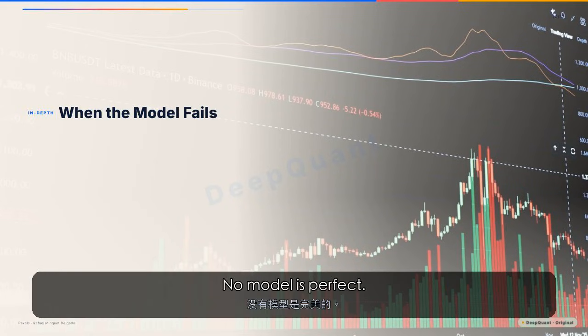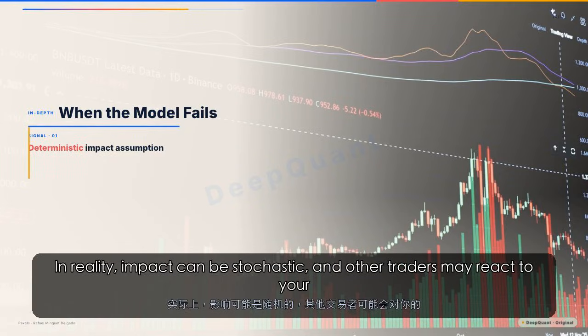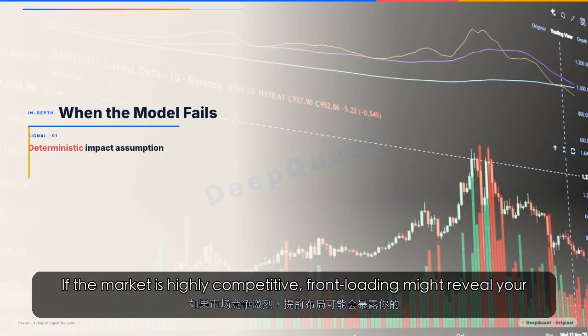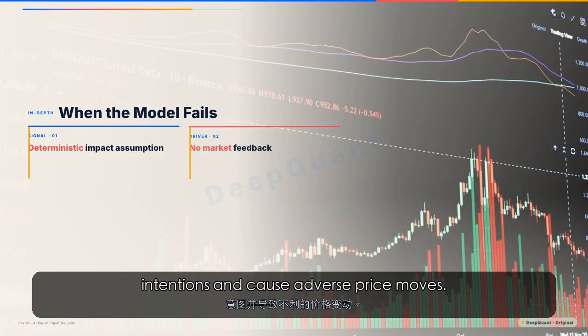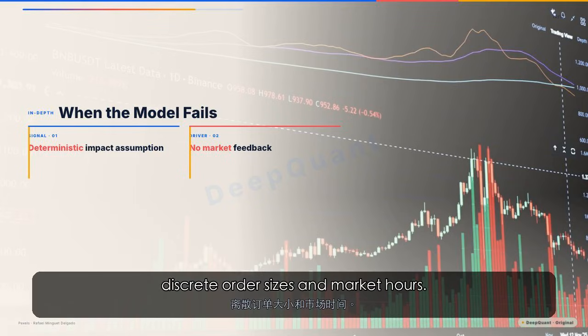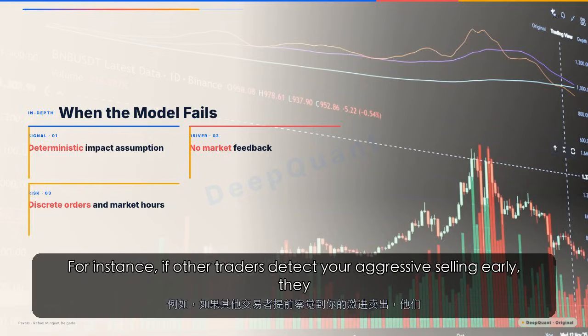No model is perfect. The Almgren-Chriss model assumes deterministic impact functions and no market feedback. In reality, impact can be stochastic, and other traders may react to your flow. If the market is highly competitive, front-loading might reveal your intentions and cause adverse price moves. Also, the model assumes you can trade continuously, but in practice, you face discrete order sizes and market hours. These limitations mean the model is a benchmark, not a final answer.